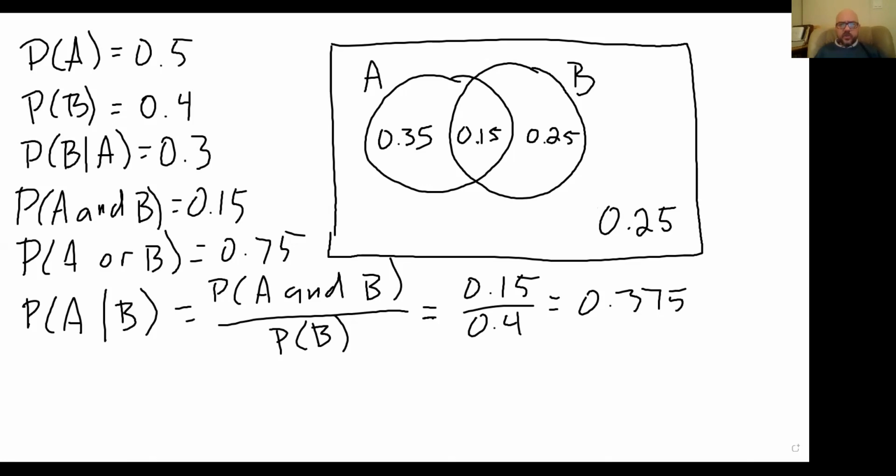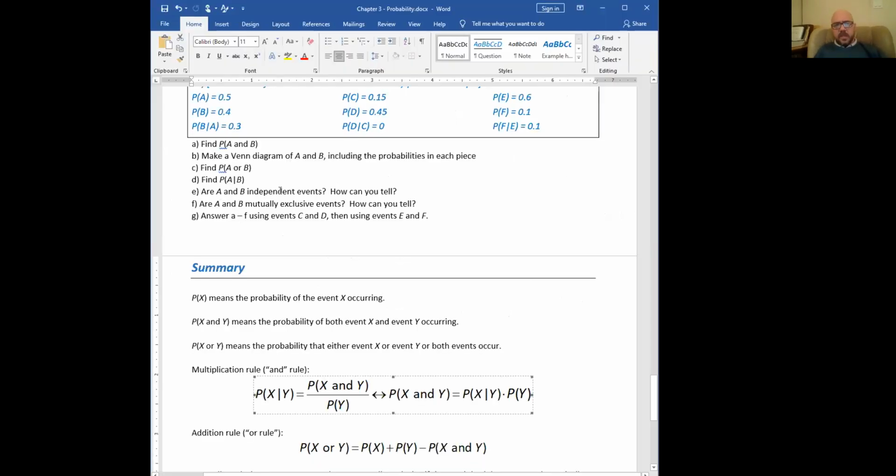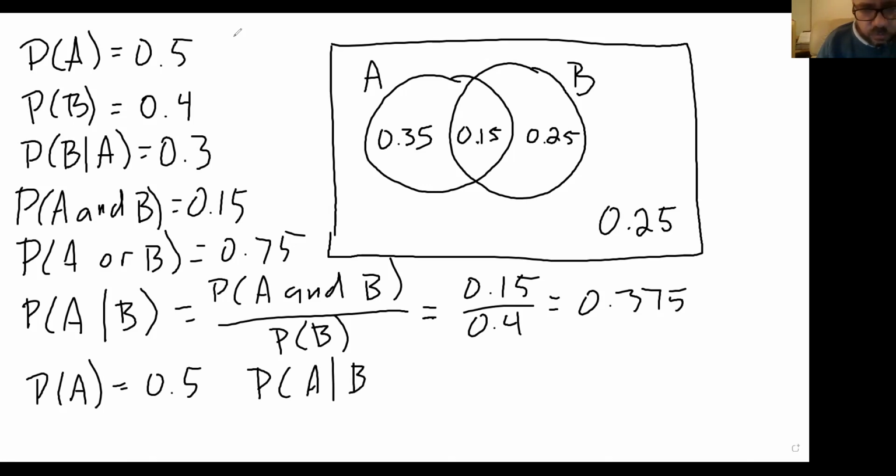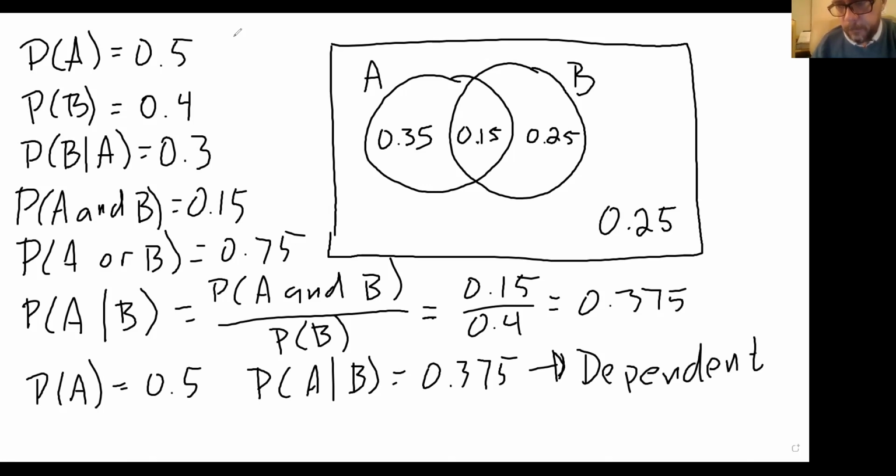All right, and then the next two questions were, are A and B independent, and are A and B mutually exclusive? So let's do independent first. I'm going to look at the probability of A and the probability of A given B. The probability of A equals 0.5. The probability of A given B equals 0.375. Those are not equal, so it's dependent.